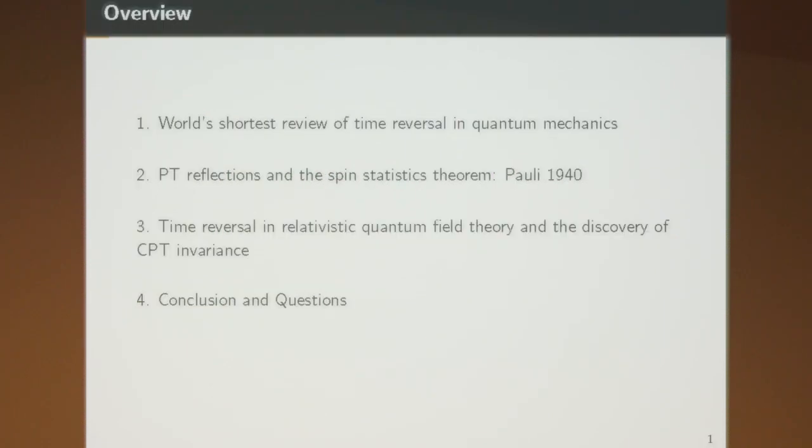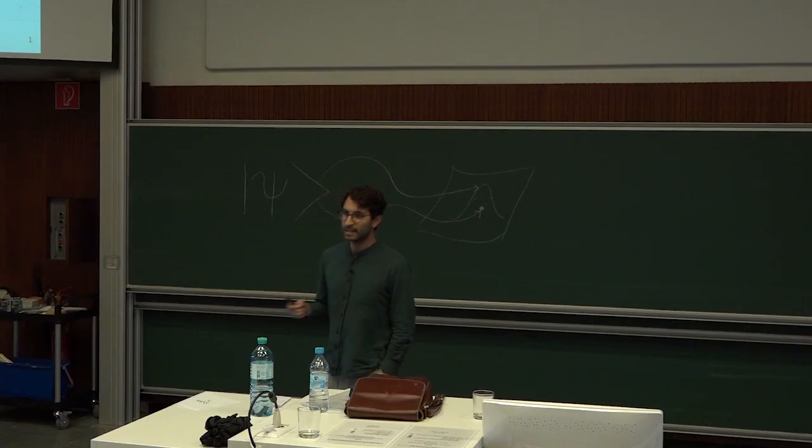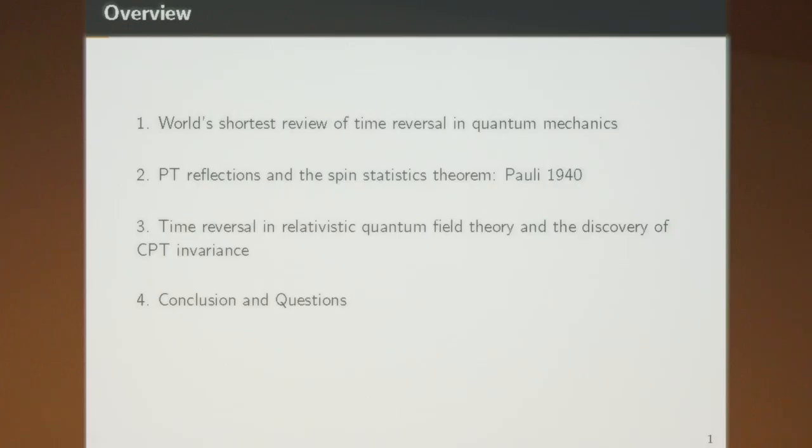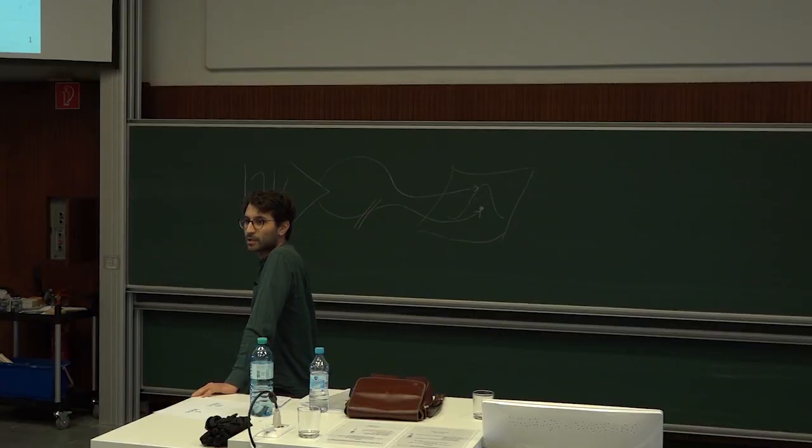So first I'll do a super short review of time reversal in quantum mechanics, and then I'll talk about the way that Pauli used space-time reflections in his derivation of the spin statistics theorem in 1940, and how that then later played into his proof in 1955 of general CPT invariance of relativistic quantum field theories. Then I'll talk about general formulations of time reversal in relativistic quantum field theory.